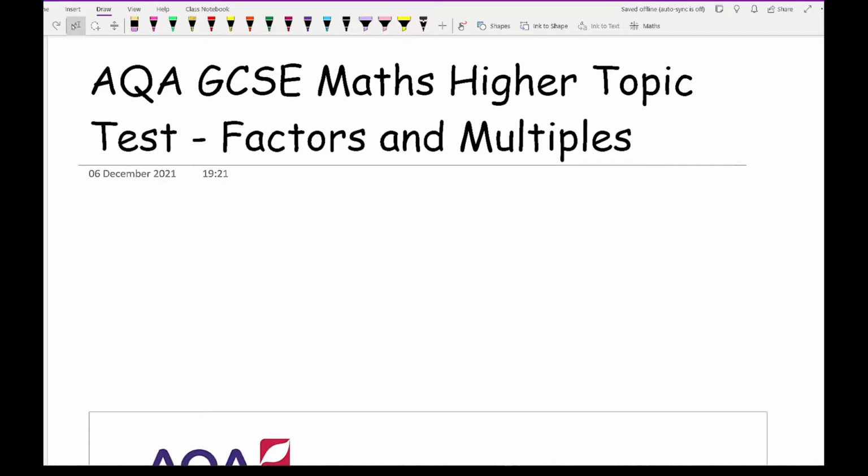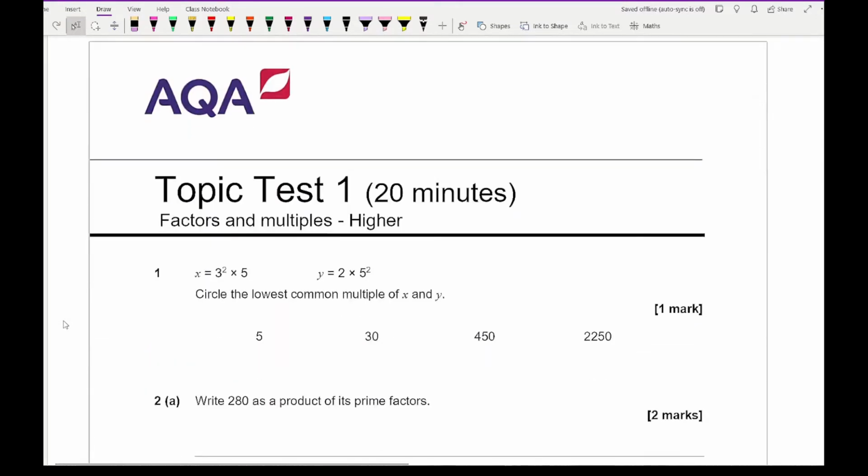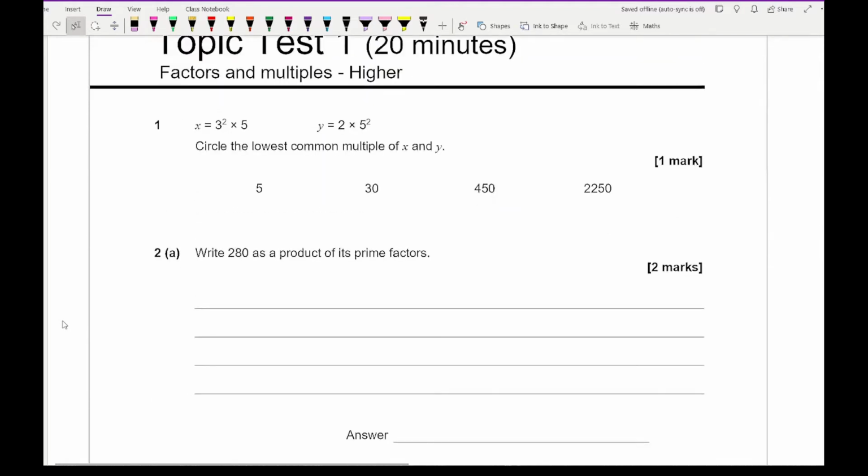Now there's no indication about whether these questions are calculator or non-calculator, so whether we use a calculator will be based on how we're feeling. For question 1, we've got x equals 3 squared times 5 and y equals 2 times 5 squared, and the question is asking us to circle the lowest common multiple of x and y.